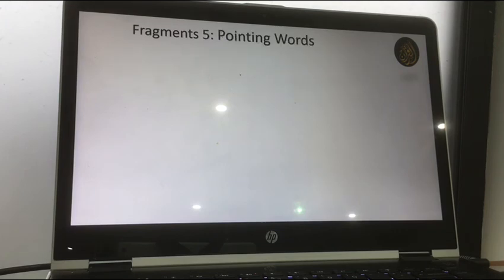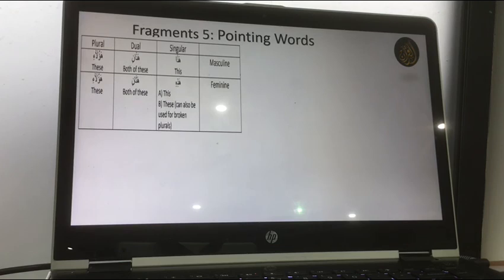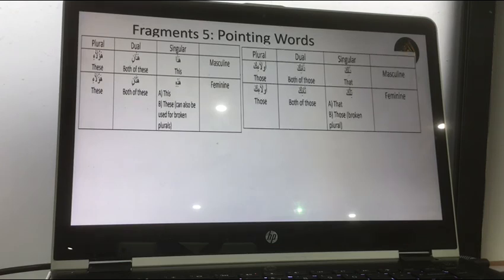What we did last hour, then we have the fragment number 5, or pointing words, you know, haza, hazihi, hazani, haulai, zalika, tilka, zanika, tanika, ulaika. And tilka, that means that, but it could also mean those when it comes to broken plural, because broken plural in Arabic means one thing. Do not forget this unique thing of the Arabic language, right? So broken plural always means that or thing.